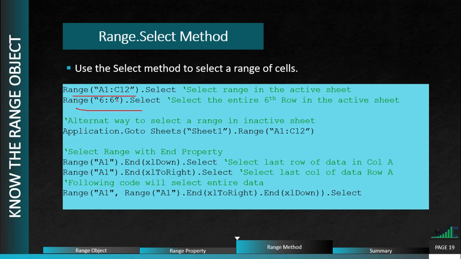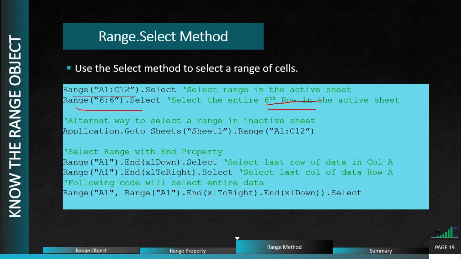Range 6, somebody tell me, if I write like this, what does it mean? F6? No, row 6. I have written here row 6. Acha. Now the alternate way to select the range in an inactive sheet. This is what I'm telling. Range select method, you have to understand this.